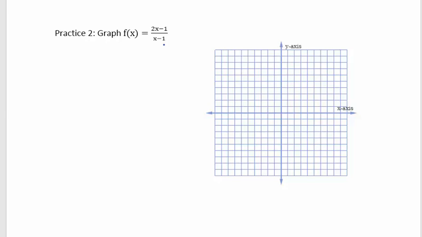Okay, go ahead and pause your video player now and let's try practice question 2. When you get done, hit play to see how you did. Alright, let's start with vertical. Let's see, we're just looking at the denominator when it's going to be 0. Looks like at a positive 1. So we're going to have a vertical asymptote at x equals positive 1. So come over here and sketch that in.